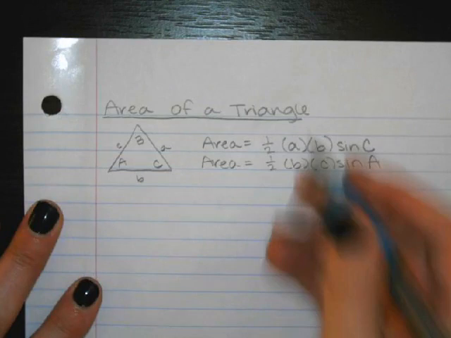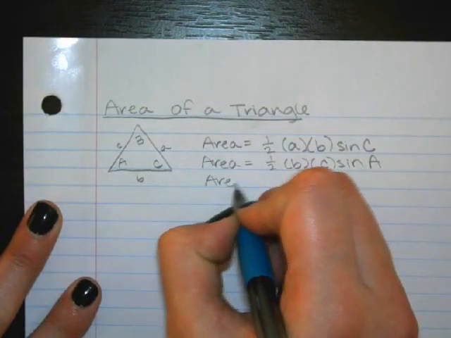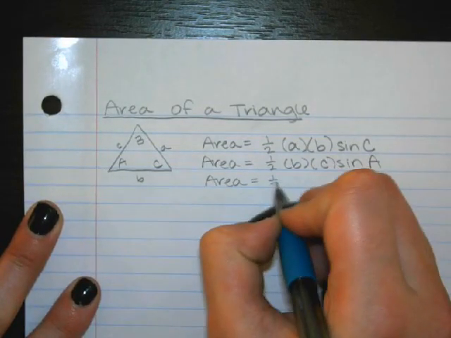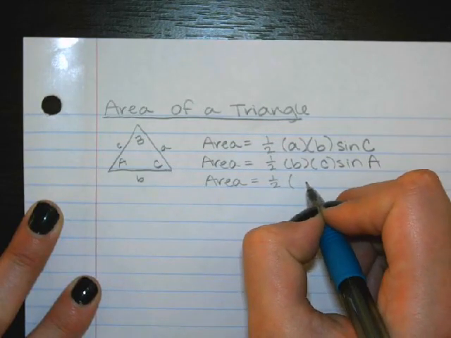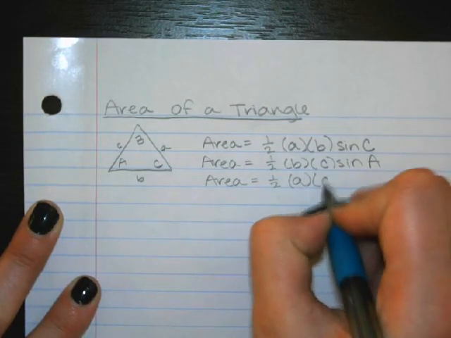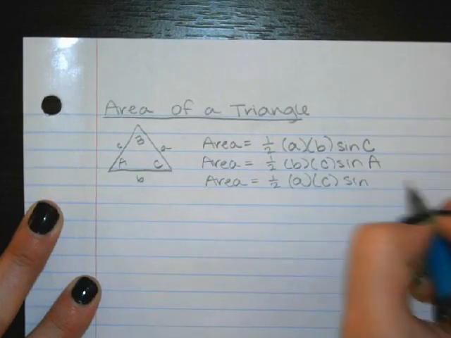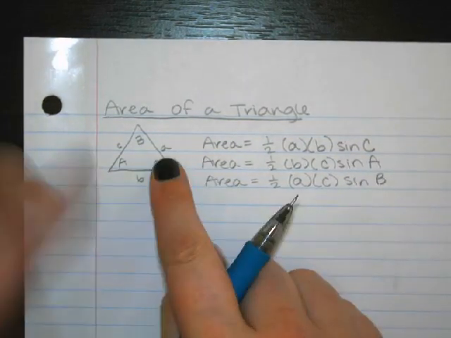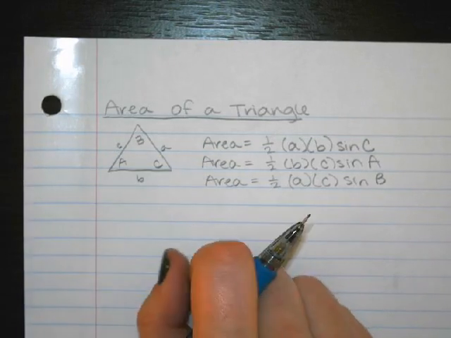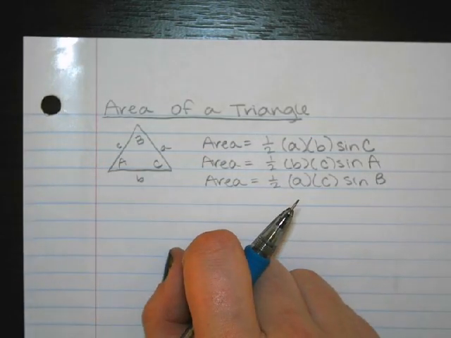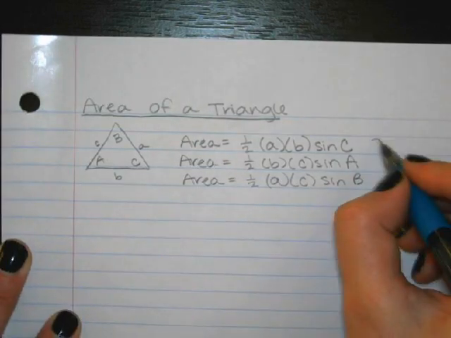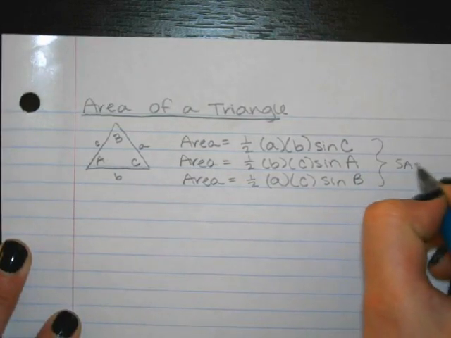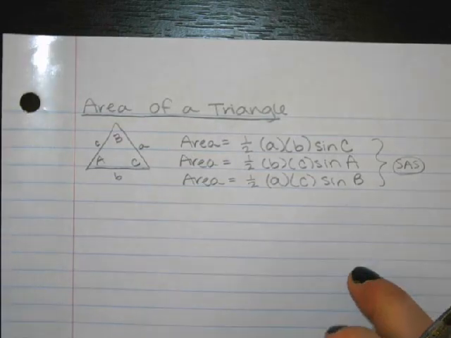Okay. The last one is 1/2 times A times C times sine B. So last 2 sides, the angle between. So to be able to use this formula, the information that you have to have is side, angle, side. You have to have that information to be able to use this formula.